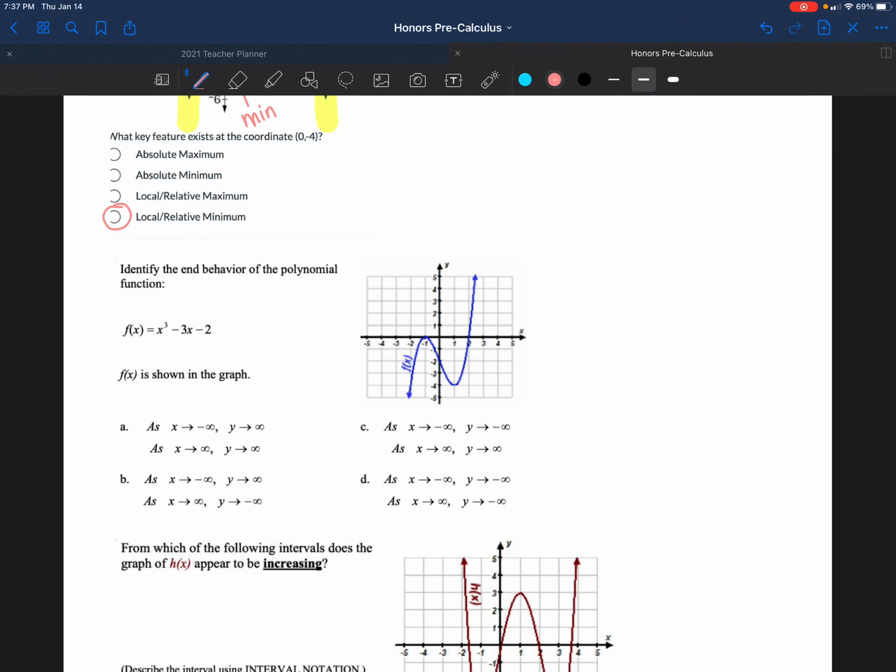Alright, so for number 2, it asks you for the end behavior. So if they give you the graph, great. If not, just put it into Desmos and you can type it and see the graph there.